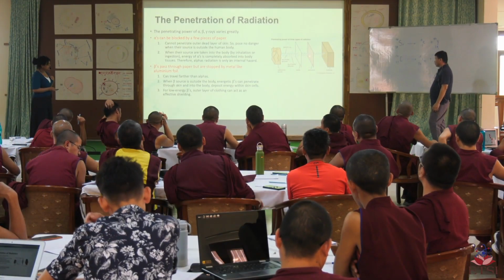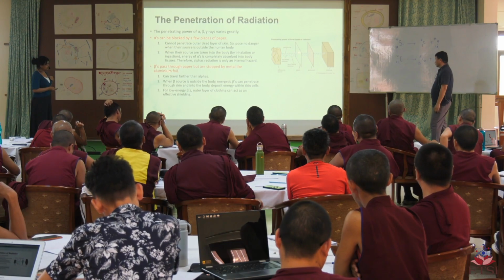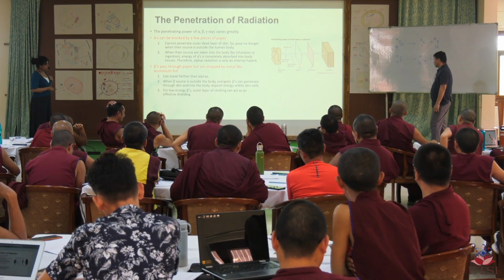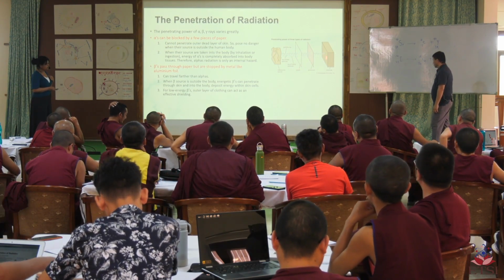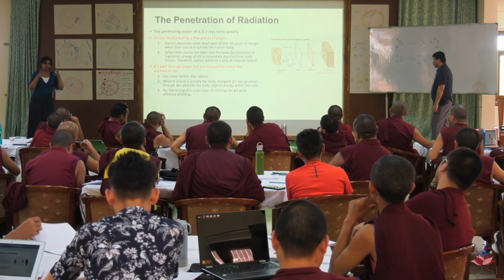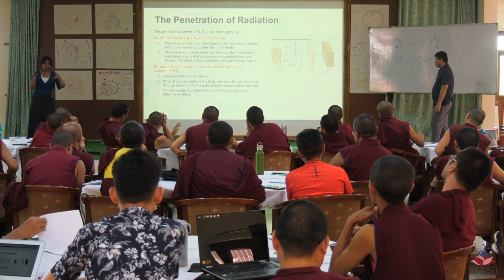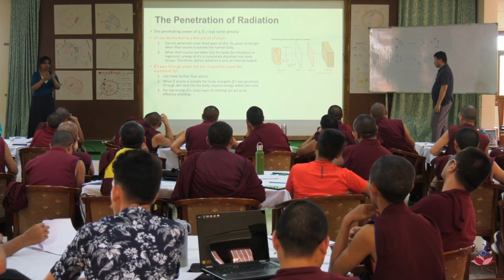And betas will still pass through the paper, but if we have a metal like aluminum or something, they can be stopped. But gammas at the end can even pass through paper and aluminum. So we really need something dense like lead blocks to stop the gammas.